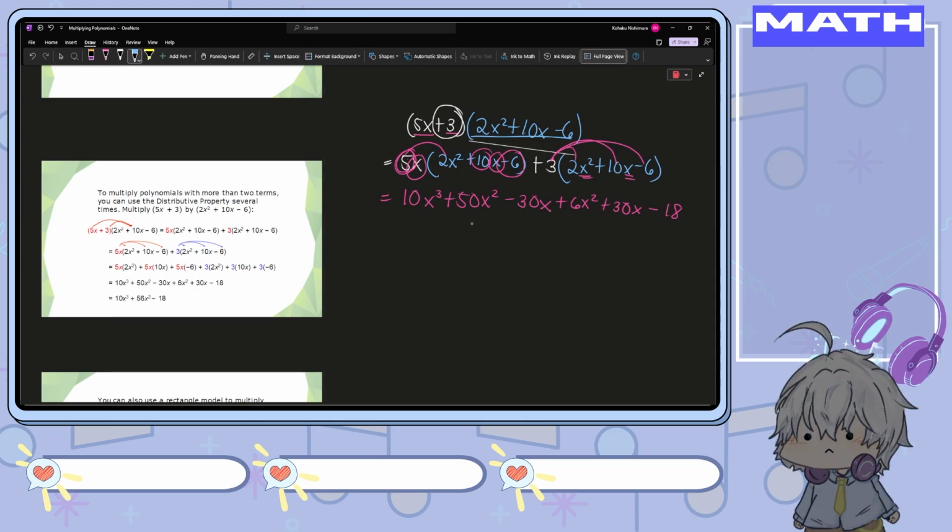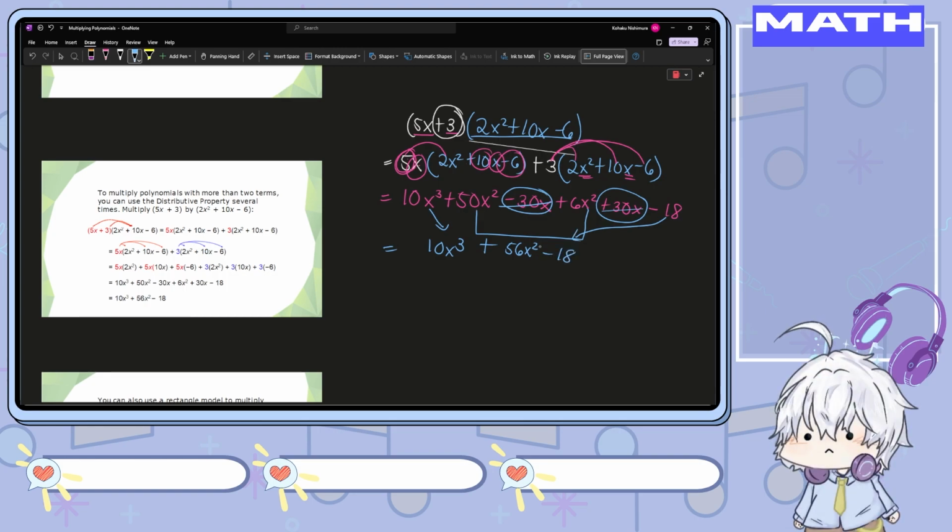Similar terms being these two x squareds can be added up together. And if we do so, we will have 50 plus 6 is going to be 56x squared. A positive and a negative of the same term, or rather a negative and a positive, if you add them, it will just cancel out. So there are no more with the x. Thus, we can already rewrite this simplified version, which is, bring down this, which is 10x cubed plus 56x squared minus 18. And we are done. There you go.